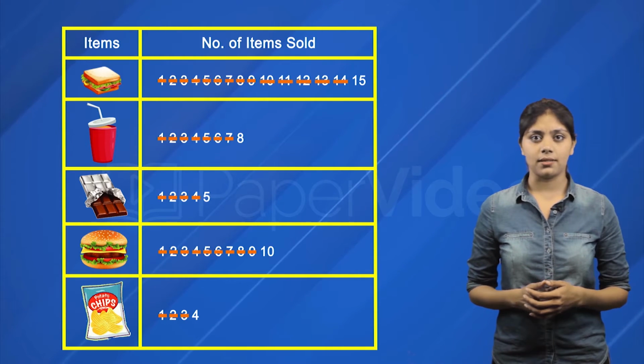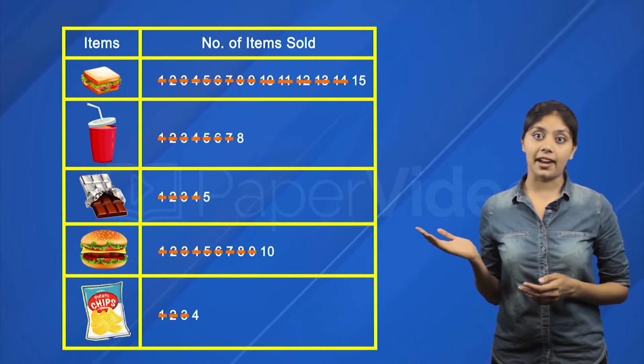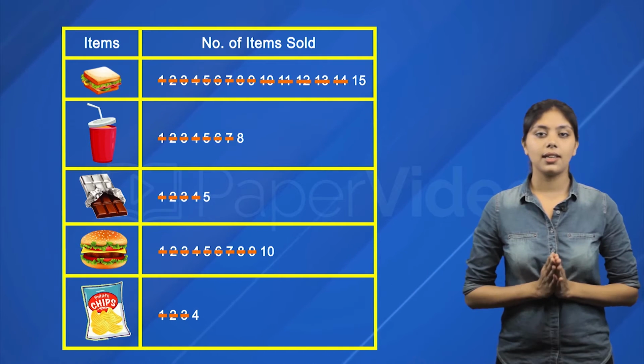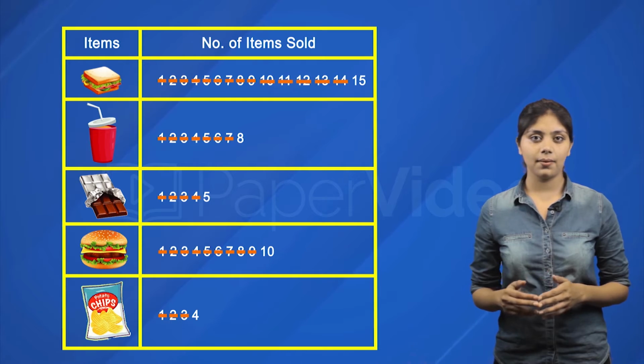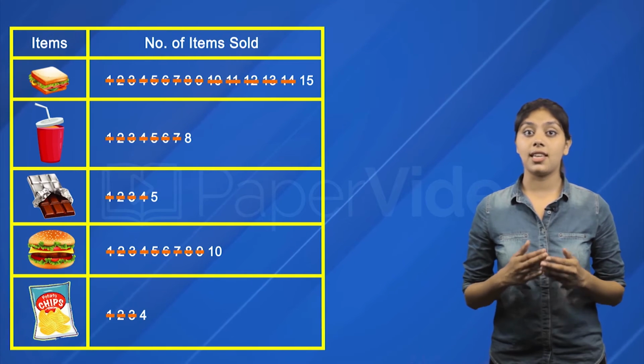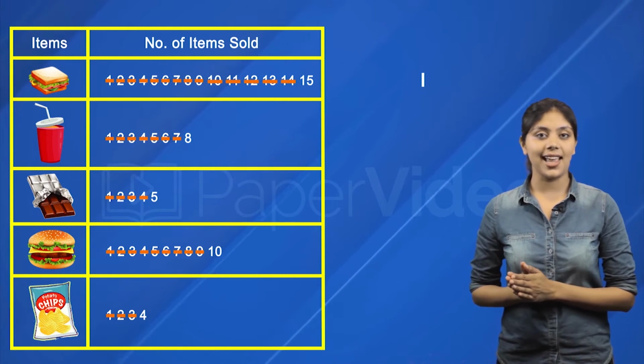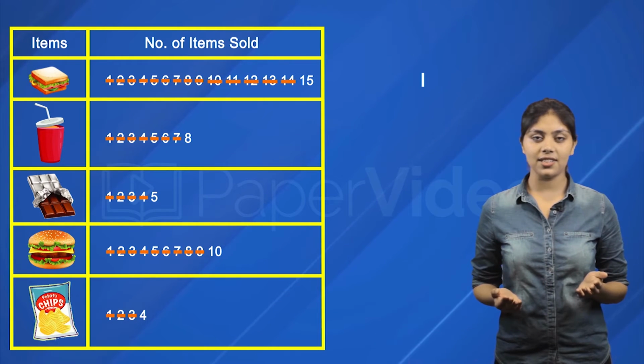Look at the table. Do you think Ramu is using a correct way to maintain the records? Can you suggest an alternative method which is easier to read and understand? What if instead of numbers, he puts straight vertical lines like this? Will it make any difference?